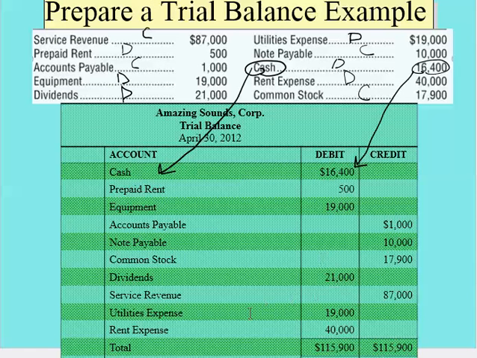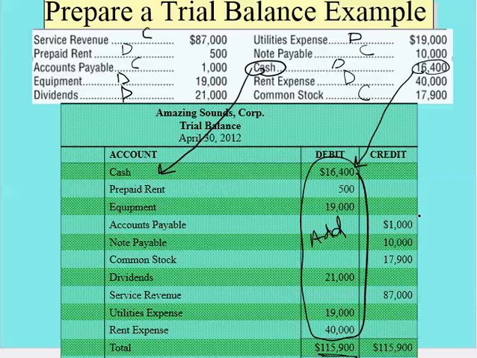All of our different accounts, and whether or not they carry debit or credit balances. And then we're going to sum all those up. We're going to take all these debits and add them together. And when we do that, we get $115,900. And we're going to take all these credits and add them together. And as you can see here, we get $115,900.